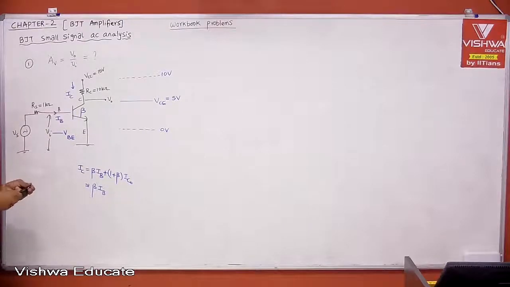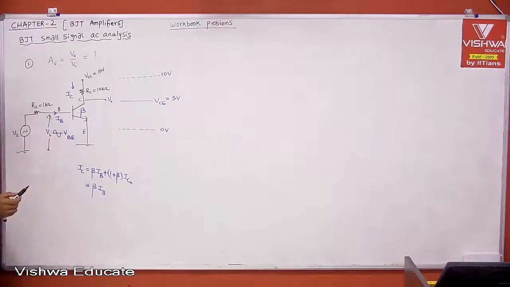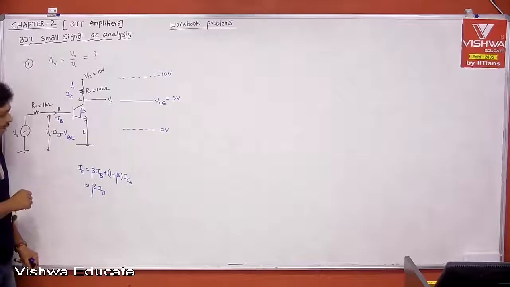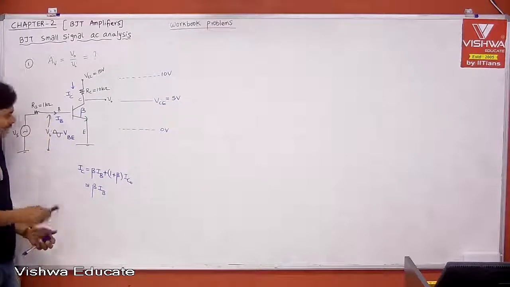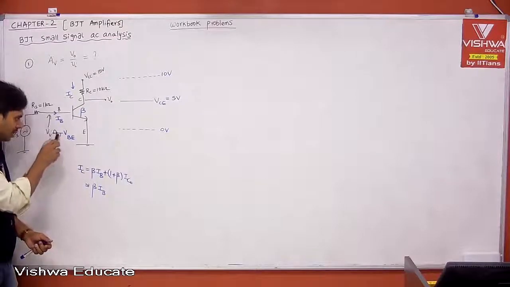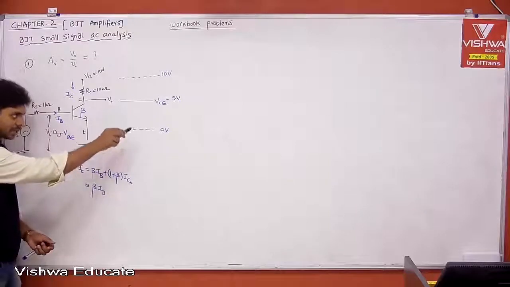Now let us apply the signal that you want to amplify. Let us see the first half cycle of your sine wave. Then if input is increasing, what about your base current? Now on top of DC, you have the variation. Variation in the sense, a signal which is changing with respect to time. That is your AC signal.